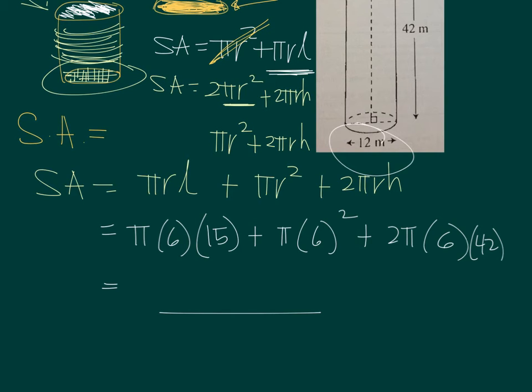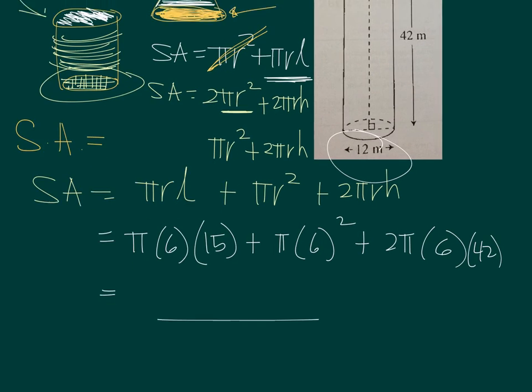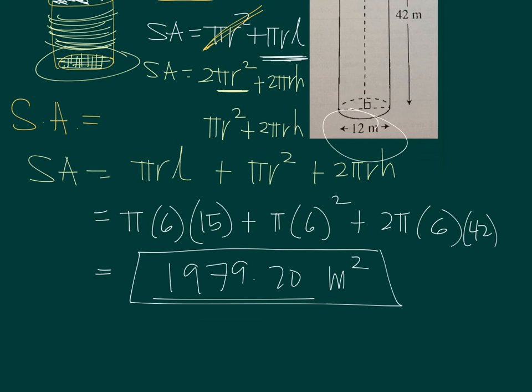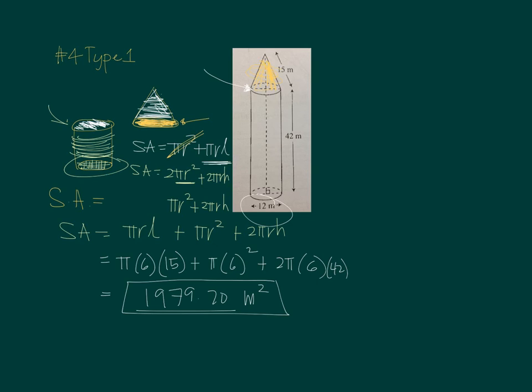and that's 1979.20 m squared. Okay, so that's a big figure or object. Okay, so that's it. That is how you find the surface area of this figure.